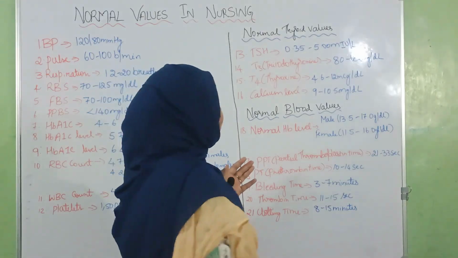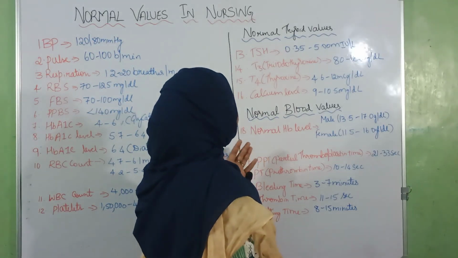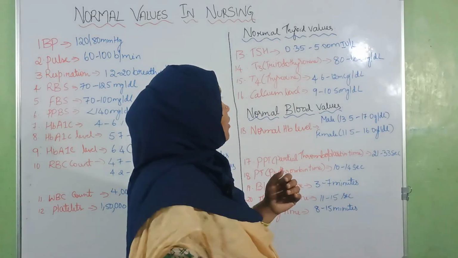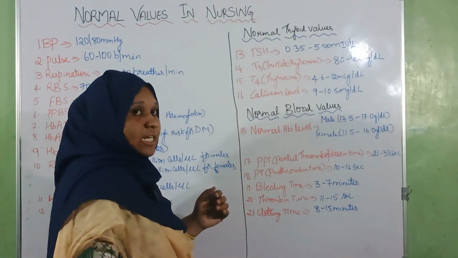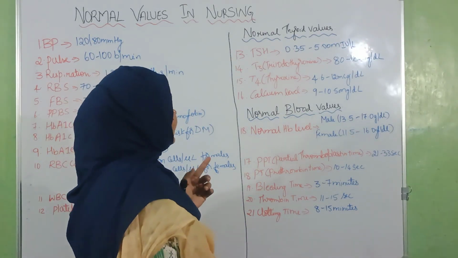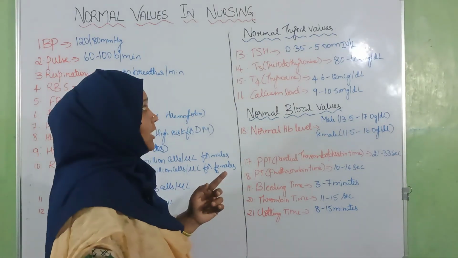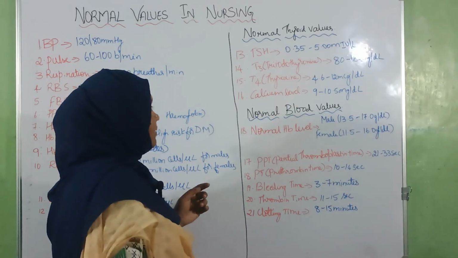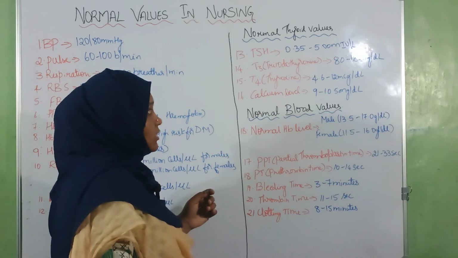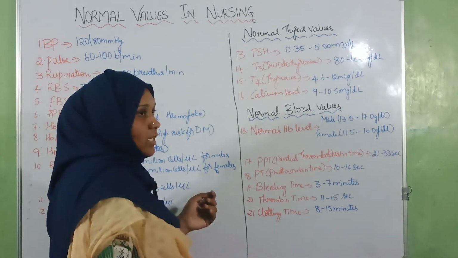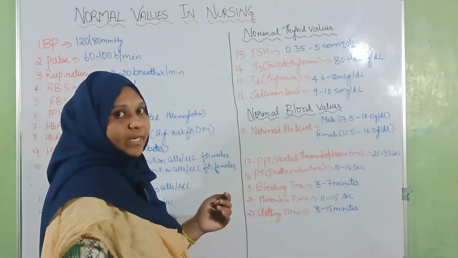So next coming to the normal thyroid values, that is TSH, thyroid stimulating hormone, that is normal range is 0.35 to 5 milli international units per liter. So T3 is triiodothyronine, it is 80 to 180 nanogram per deciliter. T4 is thyroxine, it is 4.6 to 12 microgram per deciliter. Calcium level, it is 9 to 10.5 milligram per deciliter.